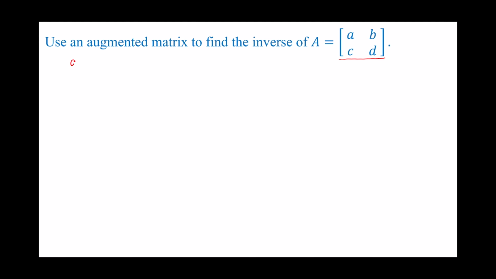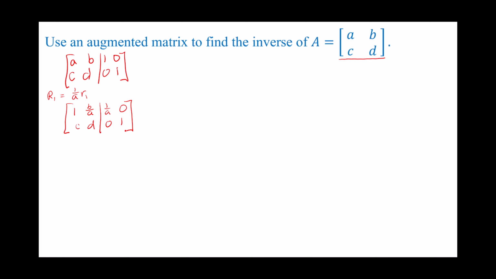So I'm going to set this up, A, B, C, D, and I'll write this with the identity matrix next to it. And then I'm going to put this in reduced row echelon form. So the first thing, my new row 1 will be 1 over A times the old row 1, so that I can have 1 in the first row, first column. So when I do that, I get 1, B over A, 1 over A, 0.